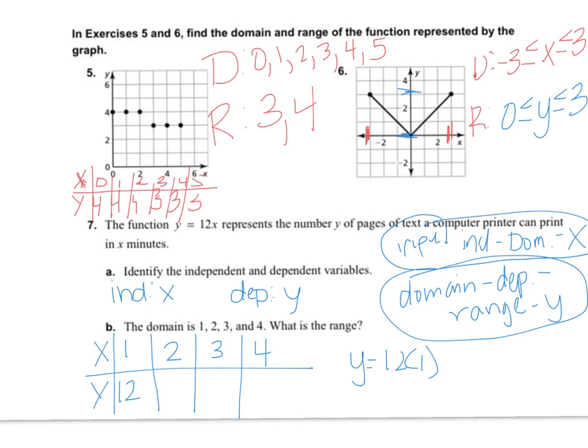And then I'll replace that with a 2. 12 times 2 is 24. 12 times 3 is 36. And 12 times 4 is 48. So my range is 12, 24, 36, and 48. Range refers to your y values.